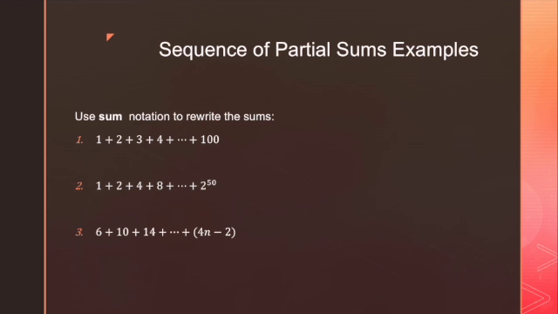Okay, so let's use sum notation to rewrite the sums. I don't want you to calculate the sums, I just want you to rewrite the sums. So here I have the numbers 1 through 100. So here I have the sum from i equals 1 to 100, and I'm just adding up a sub i. Right, so I have 1, 2, 3, where a sub i in this case is i.